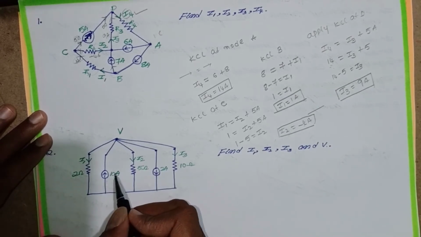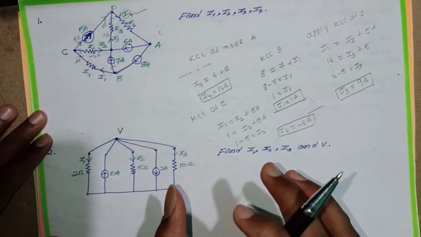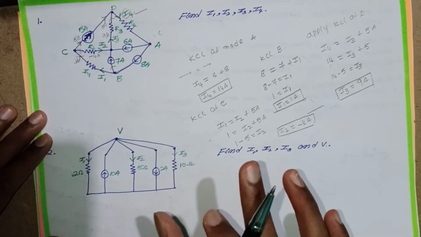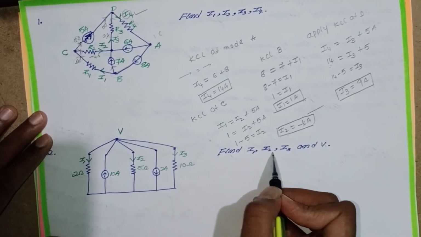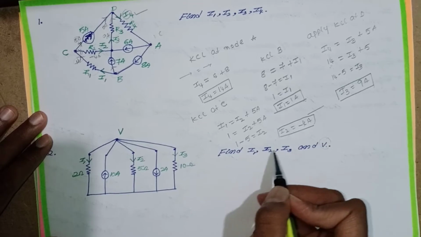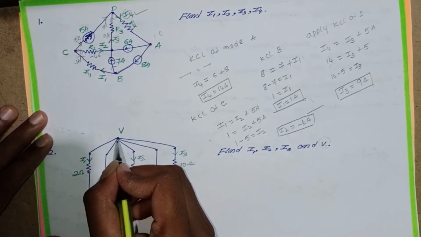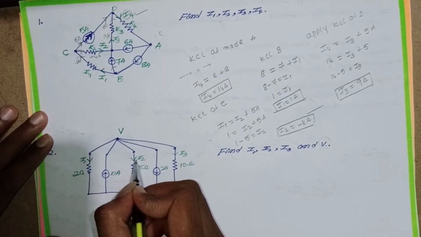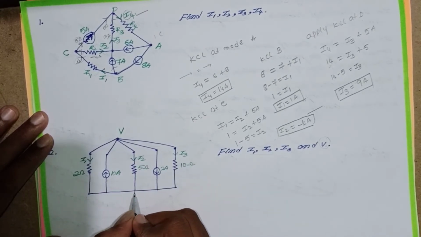This is also a previous GATE question. It is a very tricky and very simple question. I will tell the trick of this question. We find out I1, I2, I3 and V. We first find out V, then we calculate I1, I2, I3 easily. This is V, this is I1, this is I2, this is I3.